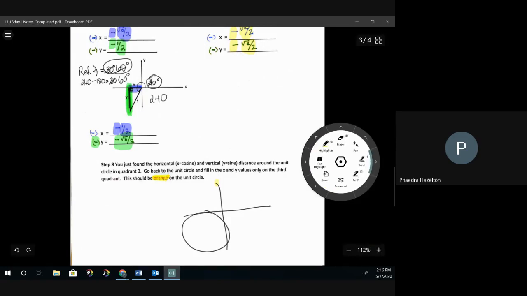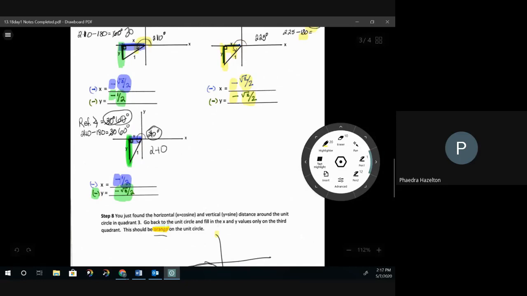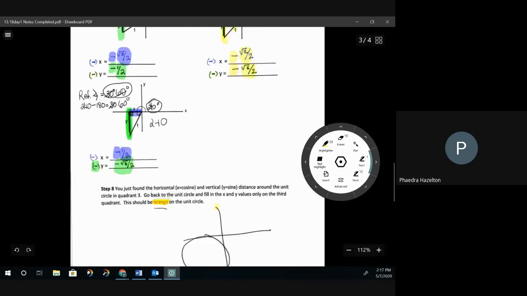Go back to that slide, and you're going to fill all those parts out that are orange. So you're going to fill in all of these numbers. Square root of 3 over 2, 1/2, square root of 2 over 2.